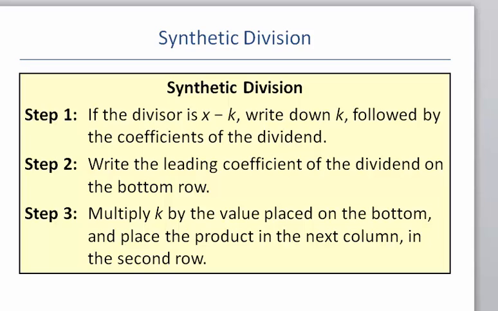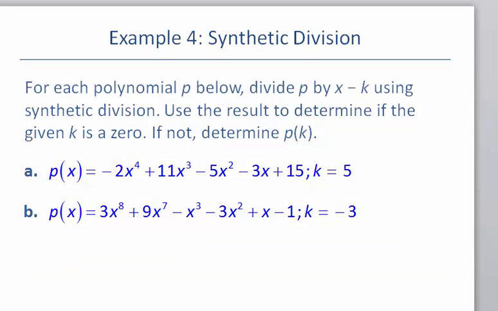This is easiest illustrated through an example. Our example reads, for each polynomial p below, divide p by x minus k using synthetic division. Use the result to determine if the given k is a 0. If not, determine p of k. So we'll begin with part A, which asks us to divide p of x is equal to negative 2x to the fourth plus 11x to the third minus 5x squared minus 3x plus 15 by a k value of 5.